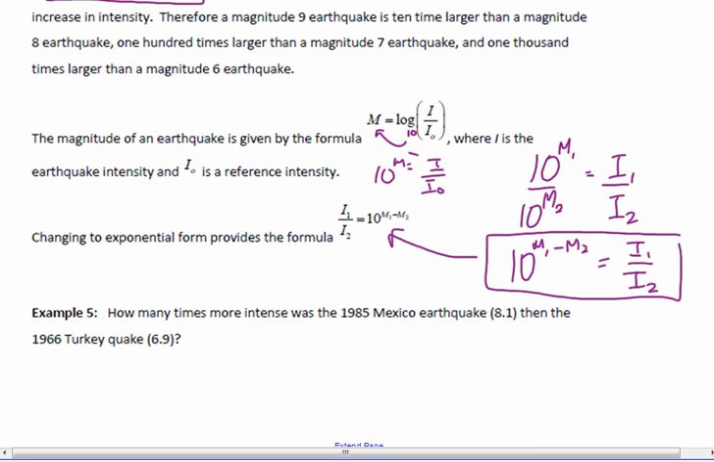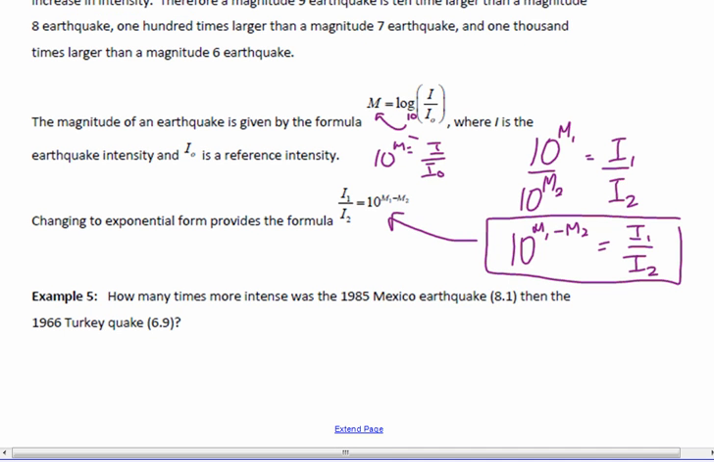Okay, so we just need to be able to work with this. Equations will be given to you on the diploma. You might have to change them maybe from a log equation to an exponential.